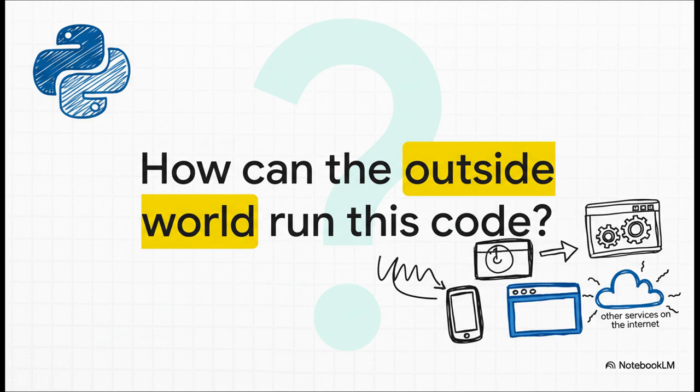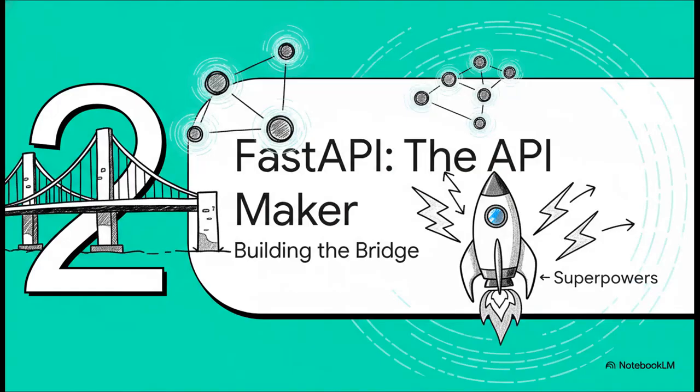And that right there is the big question we're answering today. How do we take this perfectly good function and poke a hole through the internet so that a browser or a phone app or some other service can actually use it? And that is where our first tool, FastAPI, enters the picture. Think of it as the magic wand that builds a bridge from your local code straight to the web. It basically gives our little function network superpowers.